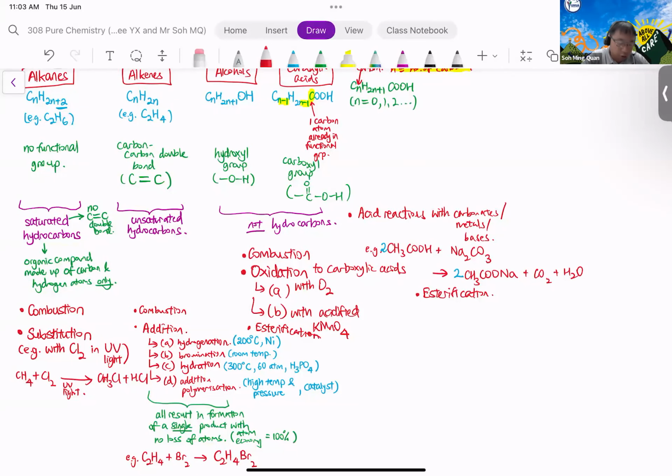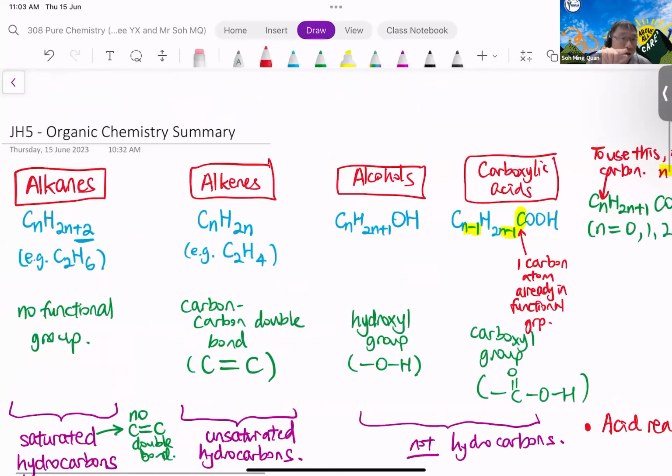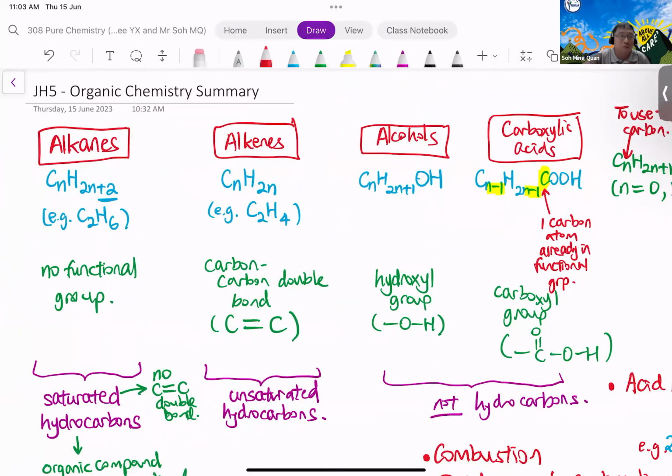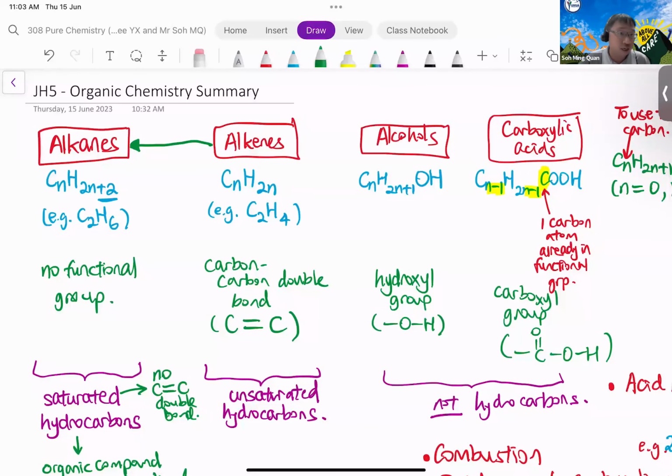Okay, so now that we have gone through the general formula, functional group, and all the different types of reactions that each homologous series can undergo, what's also important when summarizing is learning and questioning how do I convert from one homologous series to another homologous series. For example, how do I go from alkene to alkane? Is there a reaction that allows me to convert an alkene to an alkane?